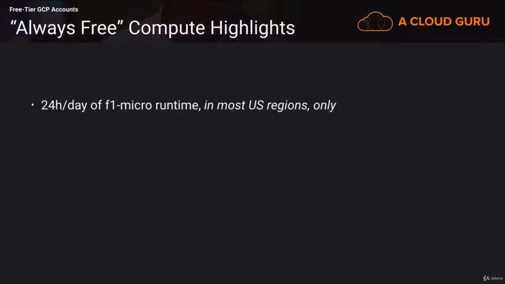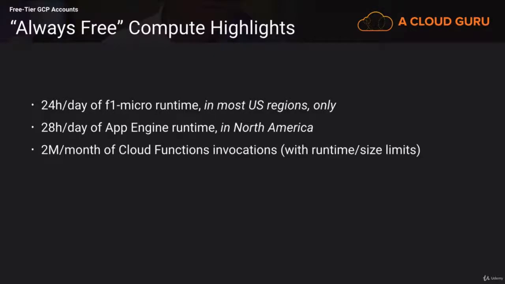Now, I'd like to point out that this has nothing to do with where you yourself are located, only where you choose to run the instances. Also in the Always Free Compute category, we have App Engine, where your app can run for 28 hours each day in North America without getting charged. Of course, this means it can still be free even if App Engine has some part of the day where it's running more than one instance for you. You can also run 2 million cloud functions every month with it still being free, within certain runtime and size limits.